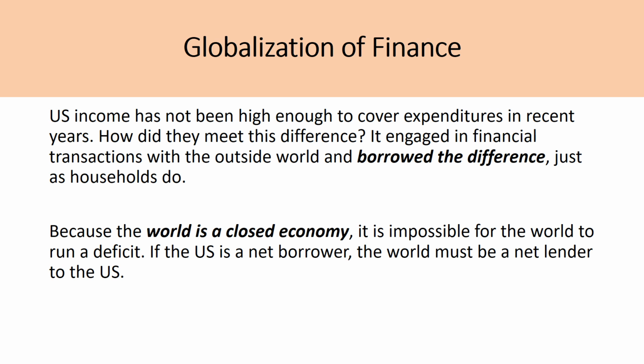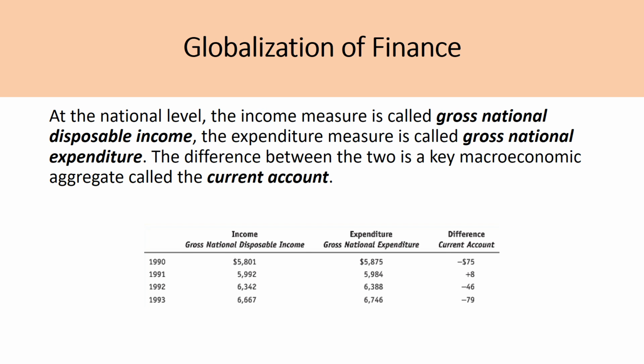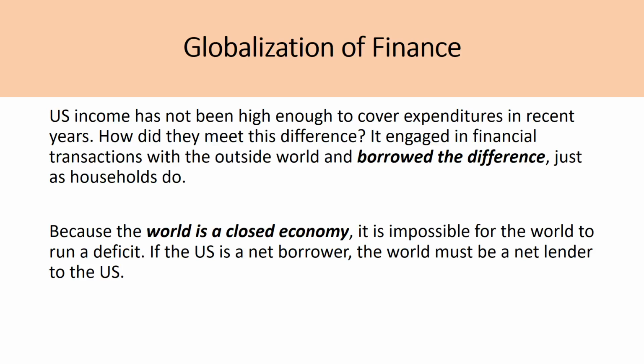And actually, if you look at the following 15 years, U.S. income has not been high enough to cover expenditures in recent years. And so to meet the difference, the U.S. has engaged in financial transactions with the outside world and borrowed the difference, just as households do. Because the world is a closed economy, it is impossible for the world to run a deficit. If the U.S. is a net borrower, the world must be a net lender to the U.S.